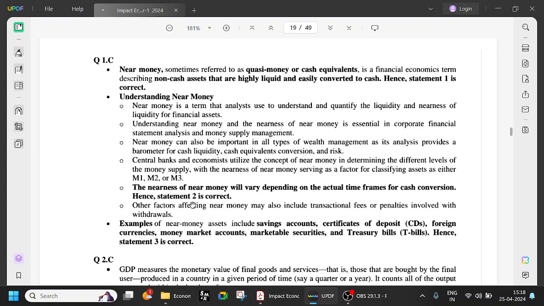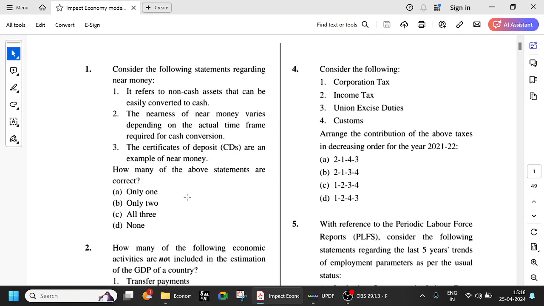The nearness of near money will vary depending on the actual time frame for cash conversion. If you have a fixed deposit, maybe you have a fixed term of one year. That is a very huge time frame, so it is very far from near money. The nearness of near money varies depending on the actual time frame required for cash conversion.